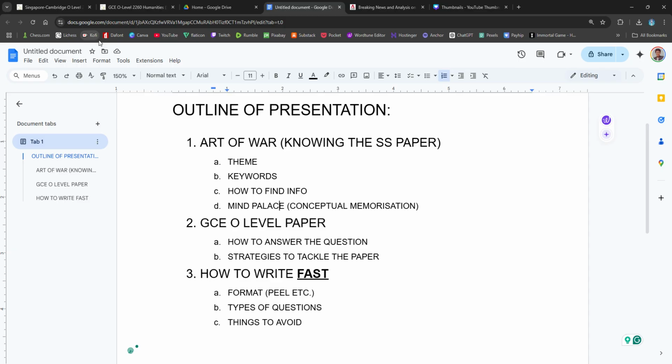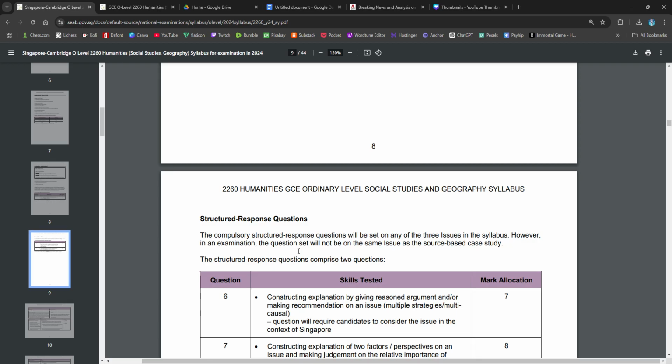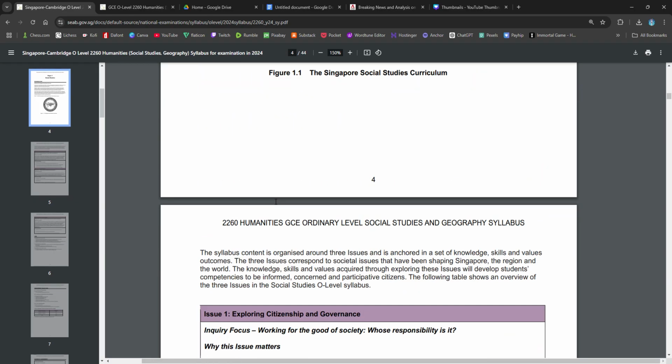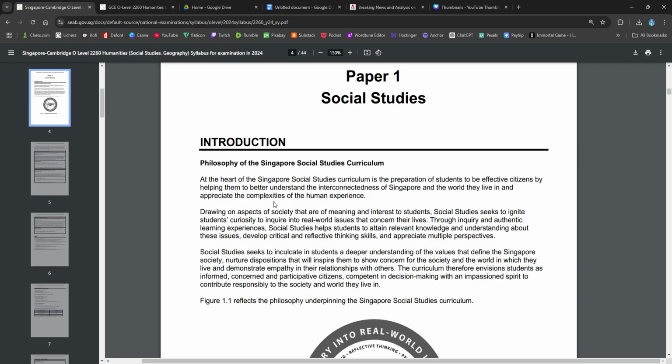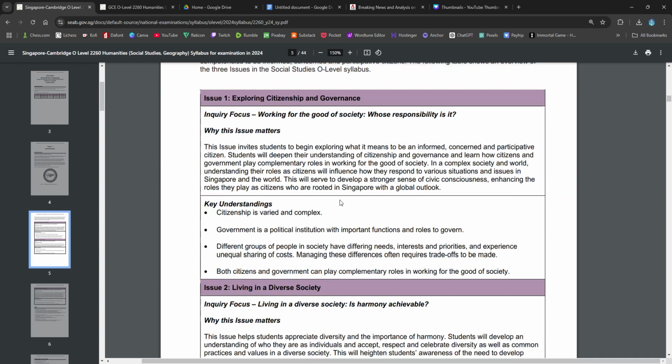So how do you check this information? Go to this website, seab.gov.sg, search it on Google, type Singapore Cambridge O-Level social studies paper. It should be combined science, it doesn't really matter. Geography, history, literature, still the same thing. So we'll be taking a look at the Singapore Cambridge O-Level 2260 Humanities, Social Studies, Geography syllabus for 2024. We're going to be taking a look at paper 1 first, right?